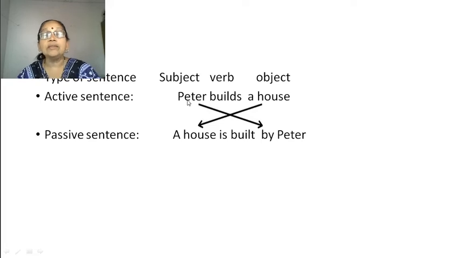In the active sentence, Peter is the subject, builds is the verb, and a house is the object. So in the passive sentence, the object of the active sentence, that is a house, becomes the subject. Here a house is an object in the active sentence. Because it changes its place, a house is built by Peter. So this subject will go here, and the object will come here. Okay.